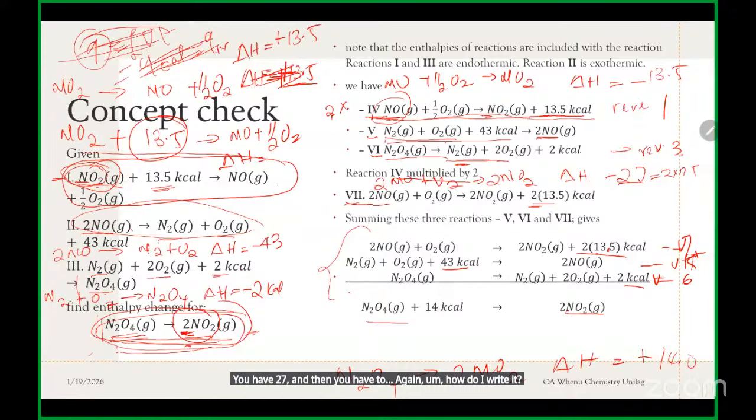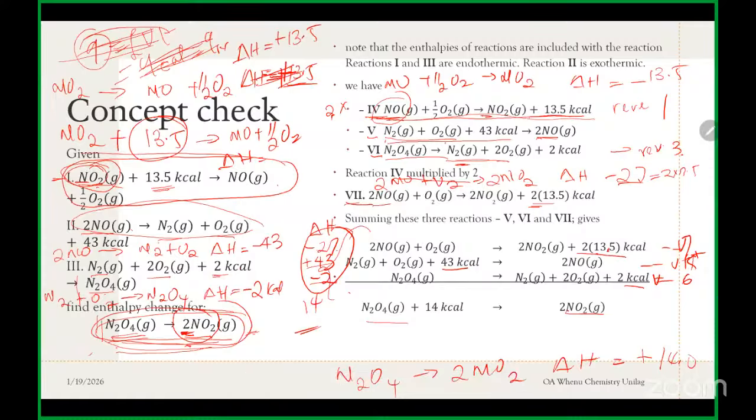If you want to write the equation on the side, let me put delta H in one column here. This would be minus 27, this is plus 43, and this one is minus 2. If you add everything together, that would be minus 27 plus 43 minus 2. You should get 14. So you have more energy on the side.